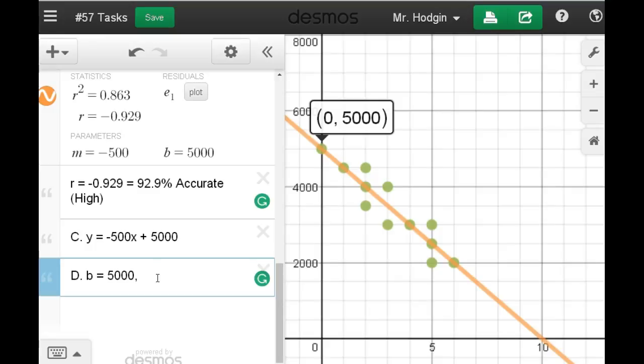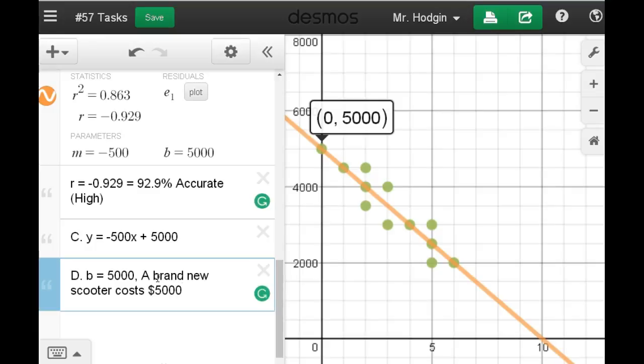So basically what they're saying is that a brand new scooter costs $5,000. So it's important to know what the number is, but the computer just gives it to you. You have to know what it means. That's what your job is as a statistician.